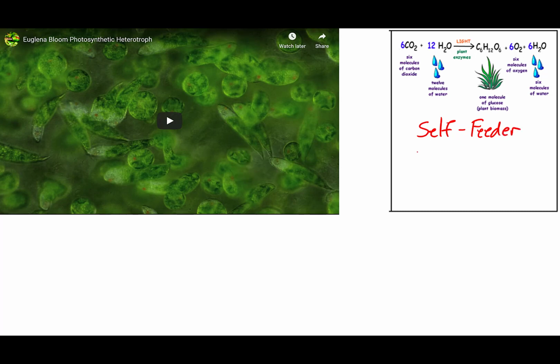Which is what we call an autotroph. Auto means self, like an automatically driving car, or automatic shifting transmission. It shifts on its own. It's not a manual. You don't need to do that. So they are getting their nourishment through that process of photosynthesis.